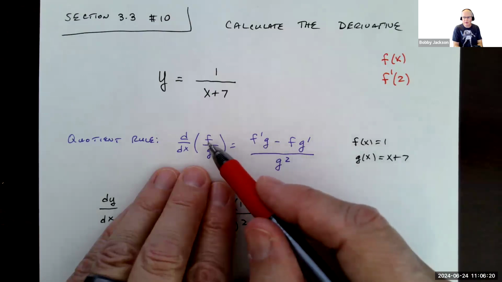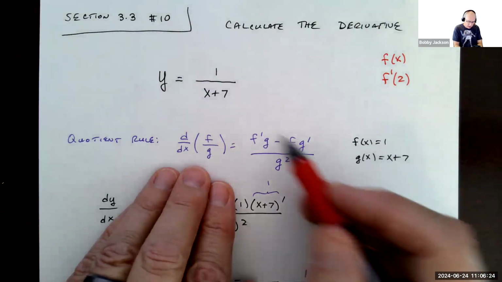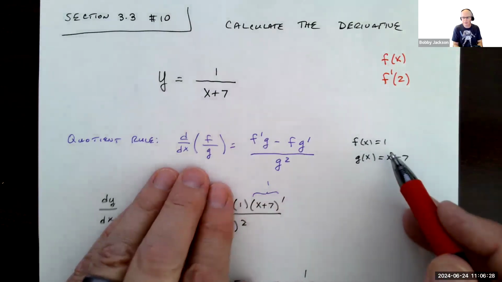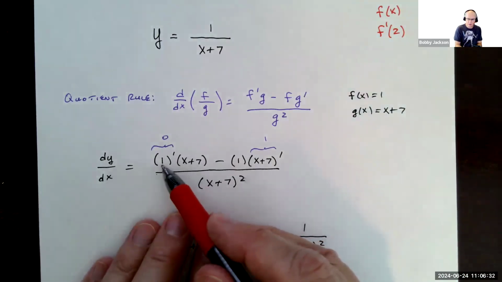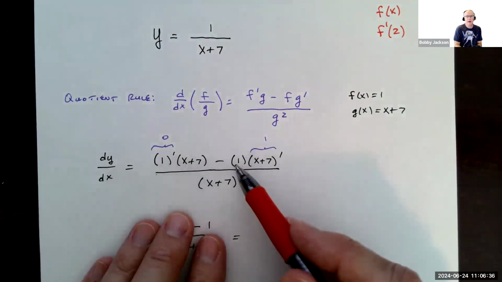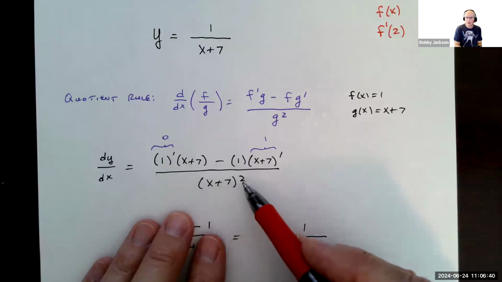In this case, f of x, our top function, is just the function f of x equals 1. And our bottom function is g of x equals x plus 7. So very simple functions here. So when I put this in, my derivative is take the derivative of the top function, remember that was 1, times the bottom, minus the top function times the derivative of the bottom, all over the bottom function squared.